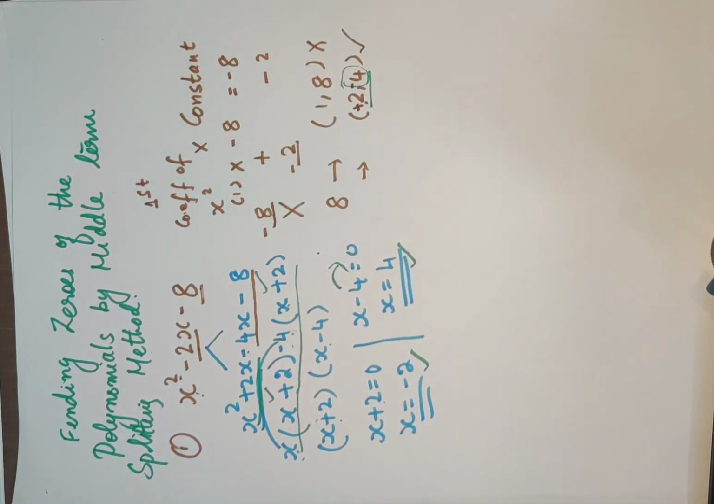I hope you got it. We'll continue tomorrow. It will be very easy only. There are two methods of finding: one is the middle term splitting method, or we can find it through the relation between the coefficients and the zeros and the constant.